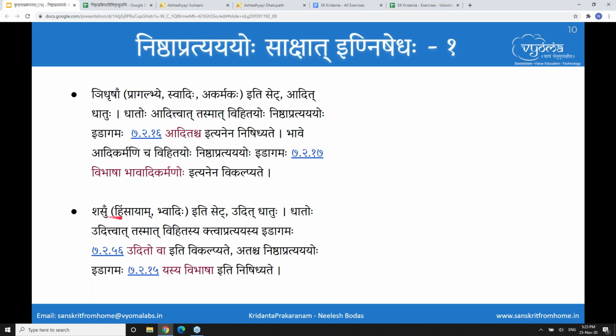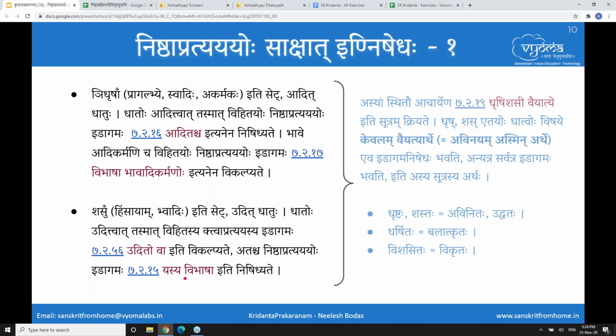And then there is a shasa dhatu. It is udit, and therefore yasya vibhasha will cause the idagama nishedha of the shasa dhatu. So what is the current scenario? Yidhrusha will get idagama nishedha by aditascha, and shasa dhatu will get idagama nishedha by yasya vibhasha. So idagama nishedha is already there for both of them. Having said that, an explicit sutra for idagama nishedha for these two dhatus has been added. Siddhe sati arambhaha niyamarthaha. So that acts as a niyama sutram. So asyam sthitau acharyena drushishasi vaiyatye iti sutram kriyate.